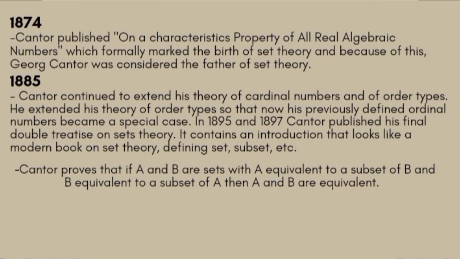In 1895 and 1897, Cantor published his final double treatise on set theory. It contains an introduction that looks like a modern book on set theory, defining set, subset, etc. Also, Cantor proves that if A and B are sets with A equivalent to a subset of B and B equivalent to a subset of A, then A and B are equivalent.